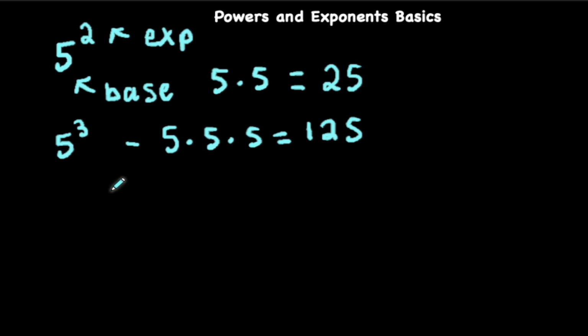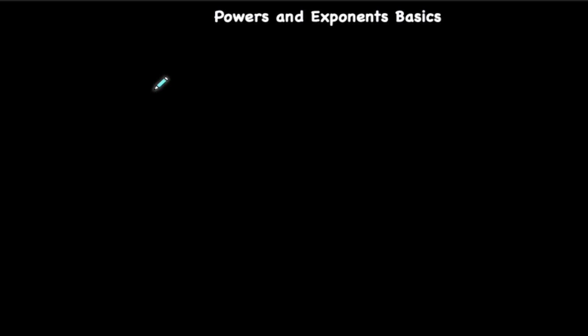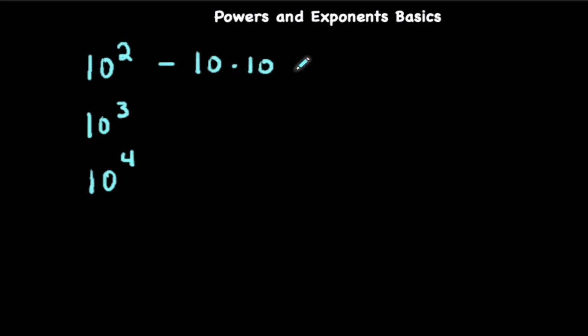Now, powers of 10, let's talk about powers of 10. So if you have 10 squared, 10 cubed, or even 10 to the fourth power, the number of zeros is based on your exponent, right? So we have a total of 2 zeros. This is actually written as 10 times 10, which is 100. So 10 times 10 equals 100. So notice I have 2 zeros, and that's dependent upon the exponent here.